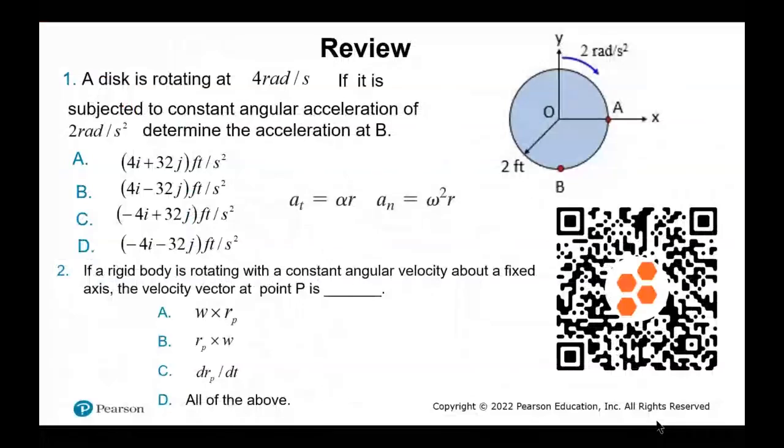First question was a disk rotating with the angular velocity of 4 radian per second. It is subjected to the angular acceleration of 2 radian per second squared. We are looking to find the acceleration at point B. Look, this is a rigid body that's rotating.